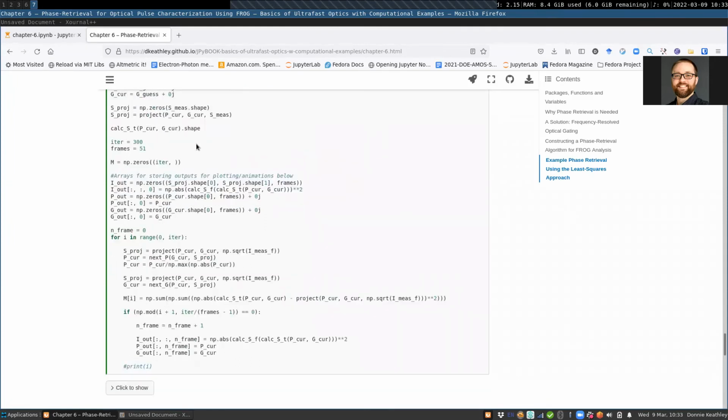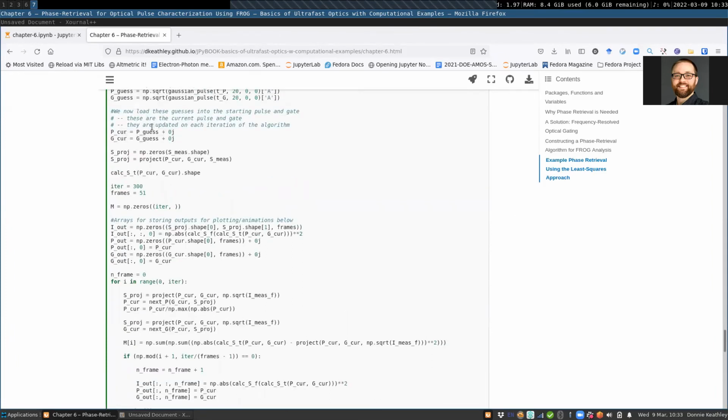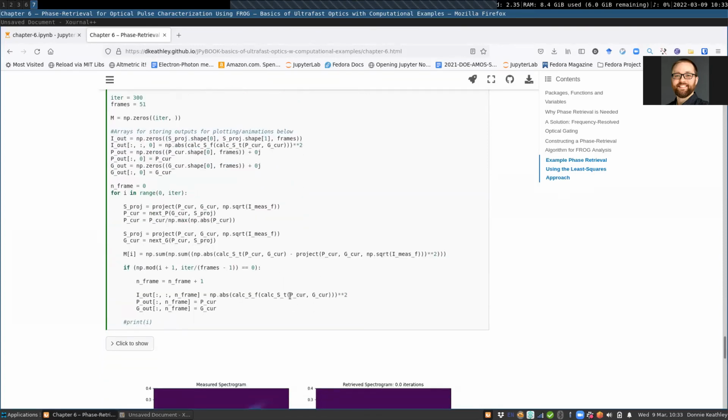They have no phase, so we have no knowledge of any phase ahead of time. We're just guessing something transform limited. And then we have to define this projection S proj, and that's just going to be our S prime matrix from above, right? So that's our projected spectrogram, okay? So the steps are basically what we already described.